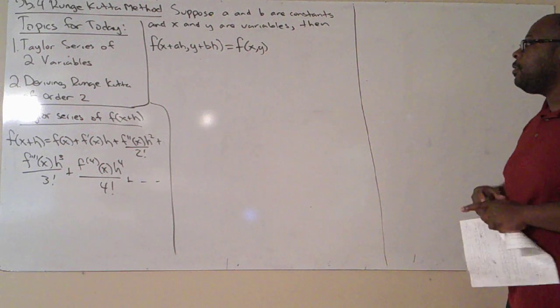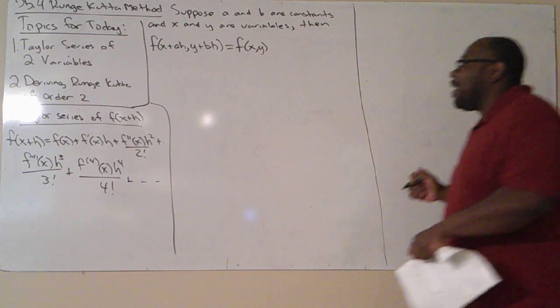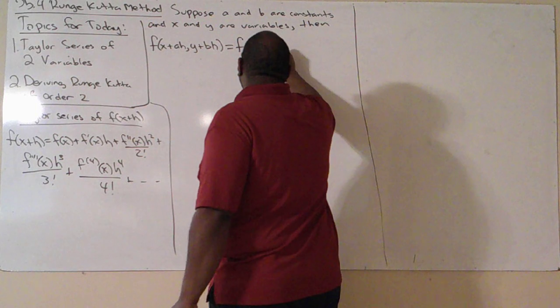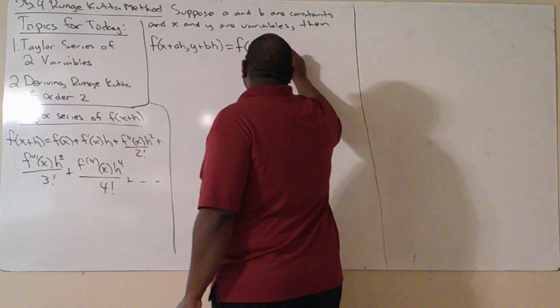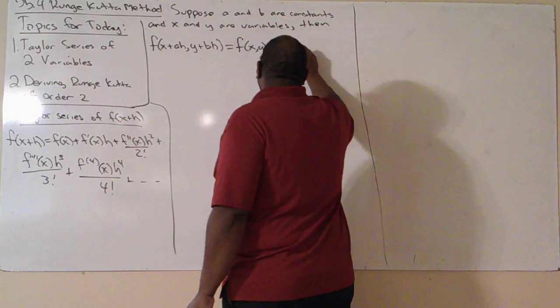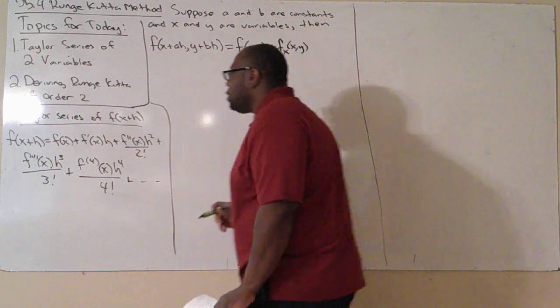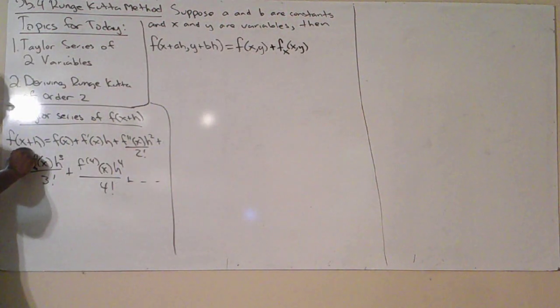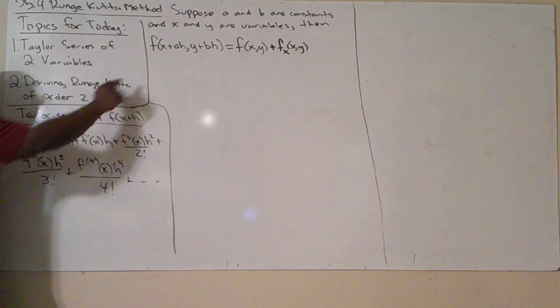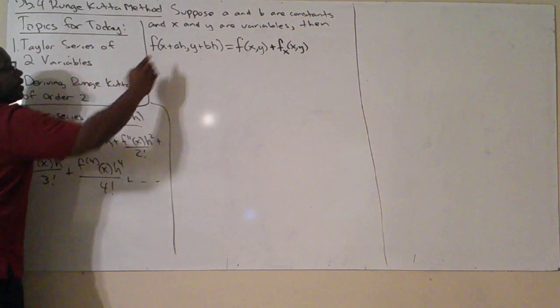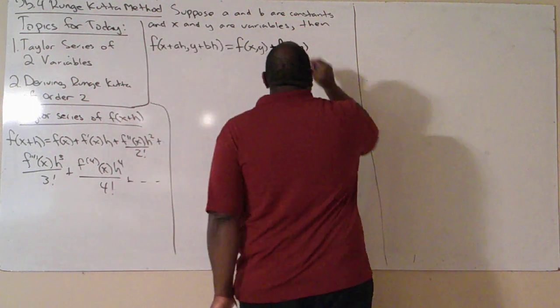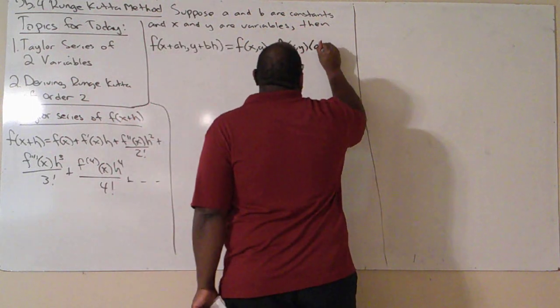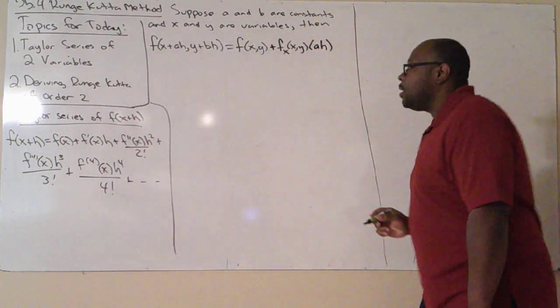So let's deal with the partial derivative of f with respect to x first. So we have plus the partial derivative of f with respect to x, at x comma y, times h. The h corresponds with being added to the x that we have here. What's being added to the x here is an ah, so we're going to have times ah, plus.